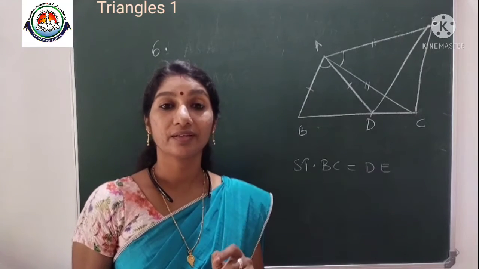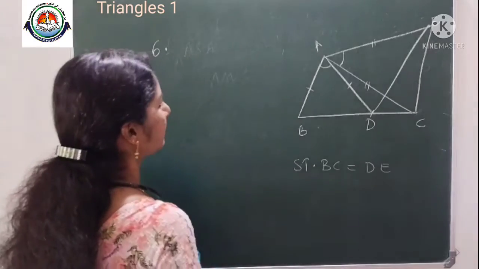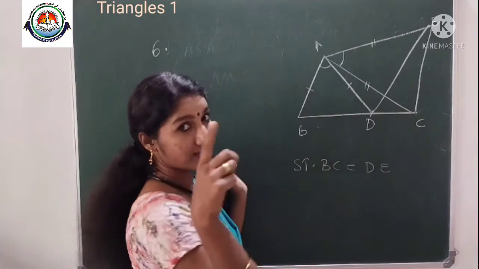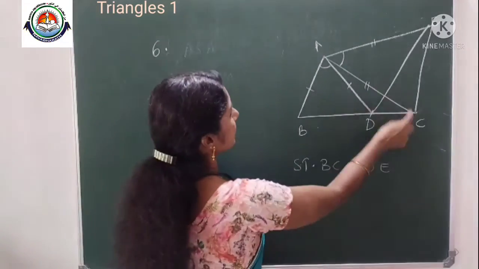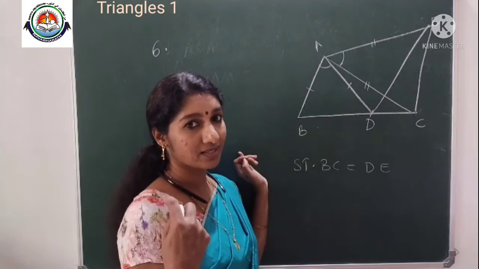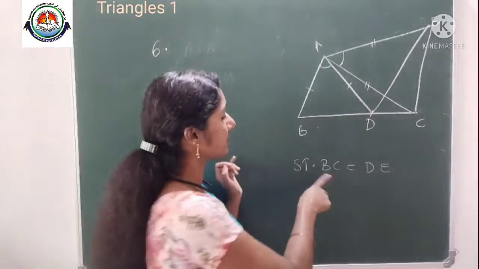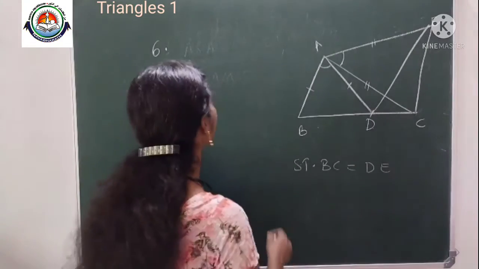So first we need to find out which two triangles we will consider to prove they are congruent. See, the information given is that AB and AD are equal. So AB should be one triangle's side and AD should be the second triangle's side. AC and AE are equal. In the same way, AC will be one triangle's side and AE will be the second triangle's side. And BC and DE should be the third sides. Isn't it? Like this we will think and find the triangles.